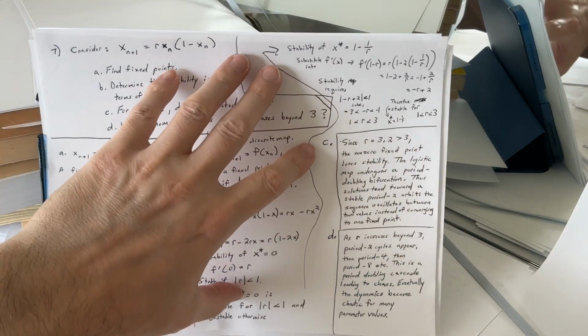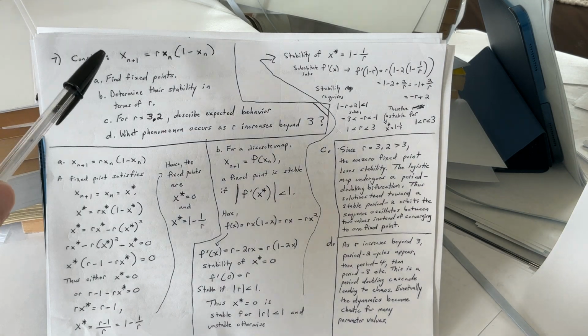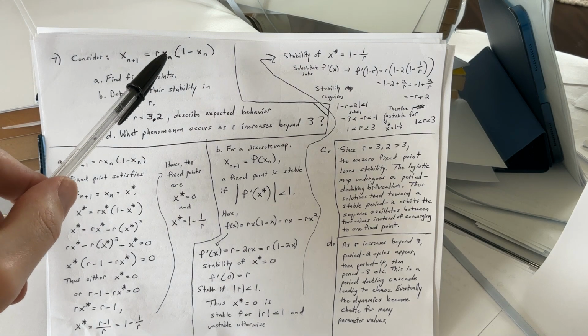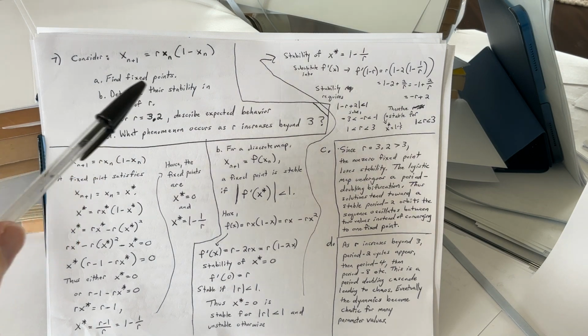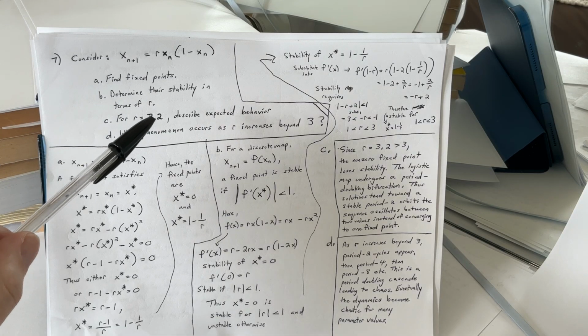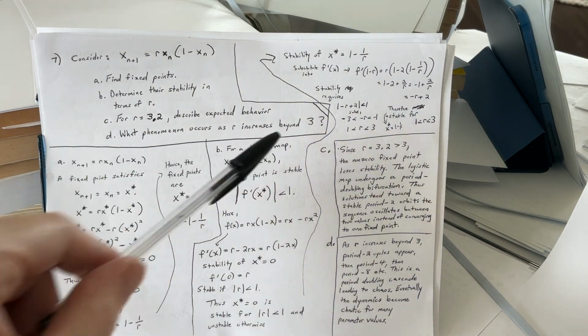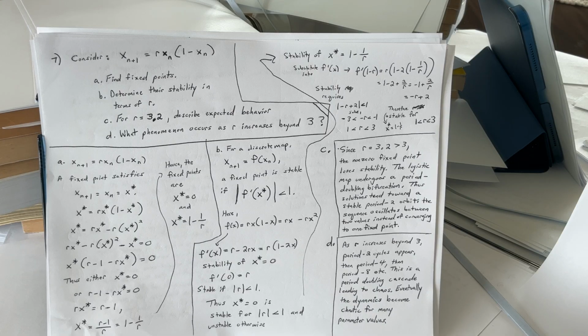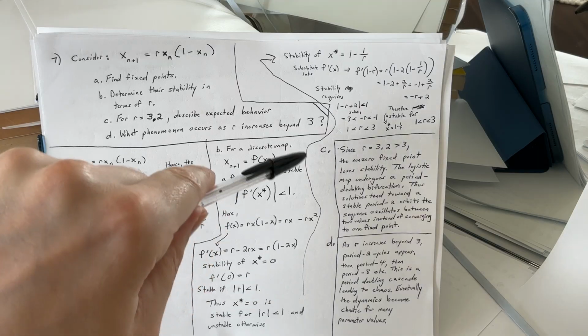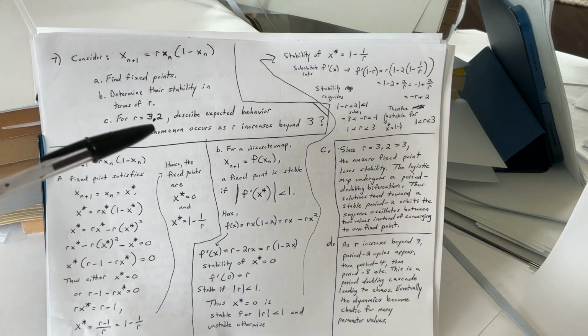Okay, so number 7. Let's go over this for number 7. Consider x sub n plus 1 equals r x sub n, quantity 1 minus x sub n. A, find the fixed points. B, determine their stability in terms of r. C, for r equals 3.2, describe expected behavior. And D, what phenomenon occurs as r increases beyond 3? So here's A, here's B, sorry about that, B goes up here. Here's C. Here's D.